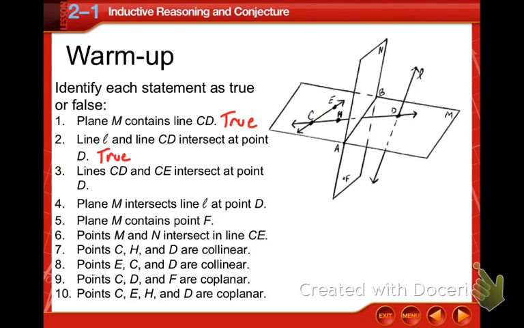Number 3, we have line CD and CE intersect at point D. Now, we can actually tell this without even looking at the image, but because the names are CD and CE, they both include point C. So if we're talking about two different lines and there's a common point, that common point is where they intersect. But we can look here again. Here's CD once again, and CE. And you can see that they intersect at point C, not at point D like it says. So this is our first false question.